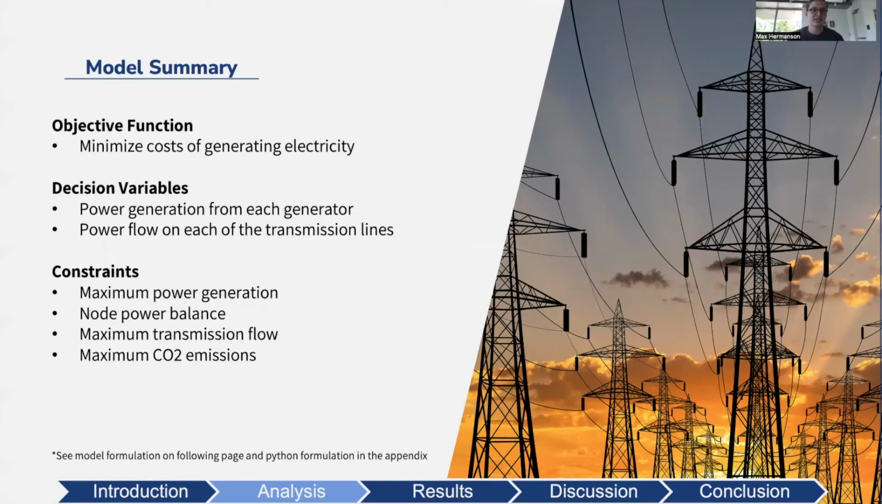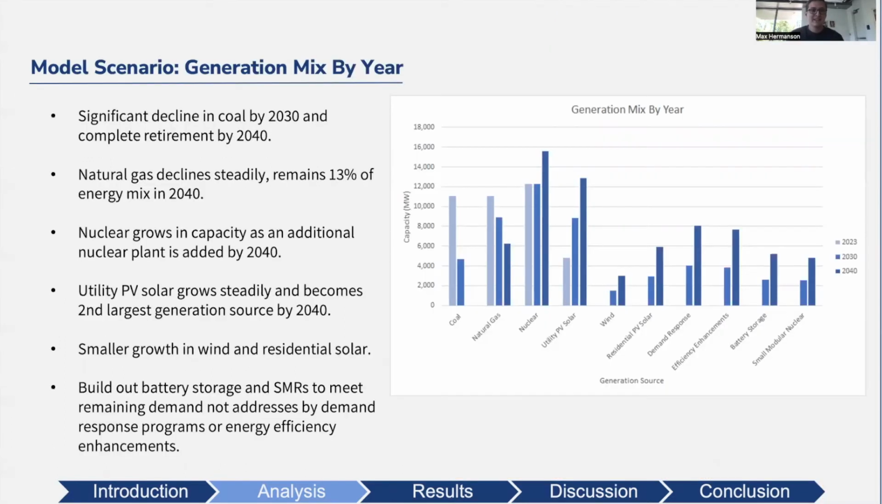So essentially, the objective function for our model is to minimize costs of generating electricity. The 2 decision variables are power generation and power flow. And then we are constrained by maximum power constraints, node power balance, and maximum transmission flow. And then in 2030 and 2040, we're going to introduce a maximum CO2 emissions constraint.